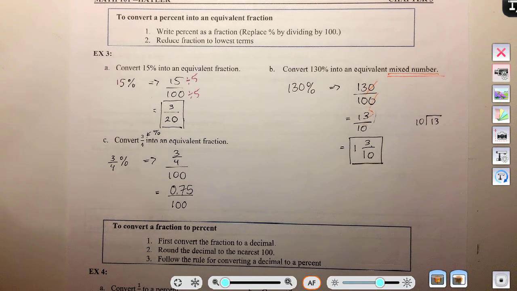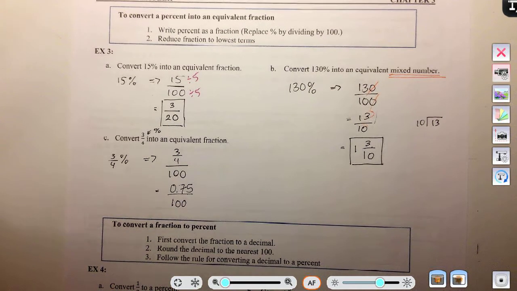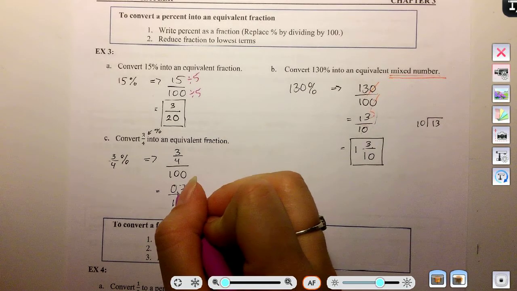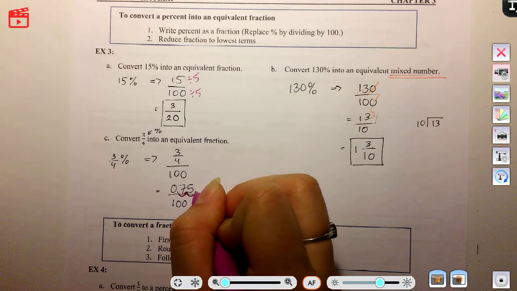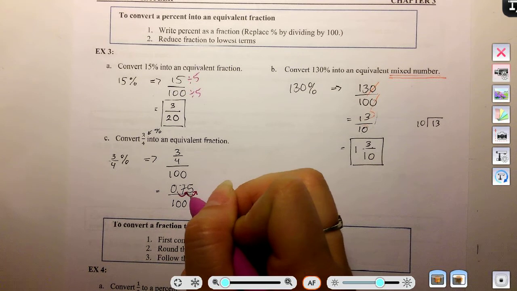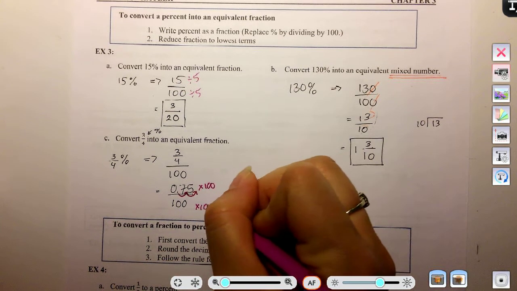We have a small problem here. That is a decimal, so we don't want it to be a decimal. So to get rid of it being a decimal, you remember if we multiply a number by 100, we move the decimal to the right twice, right? So if I manage to move this decimal 2 places over, I wouldn't have a decimal anymore. I would have the number 75. So to get rid of that decimal, my plan is to multiply top and bottom by 100.